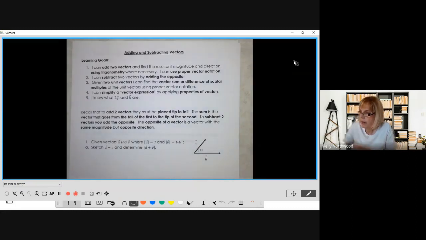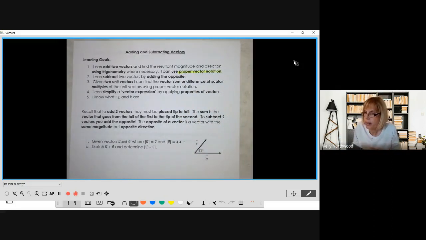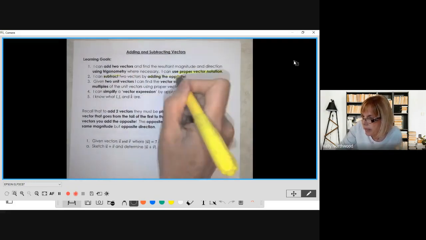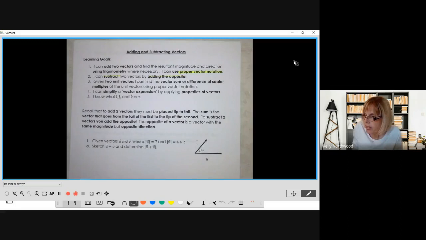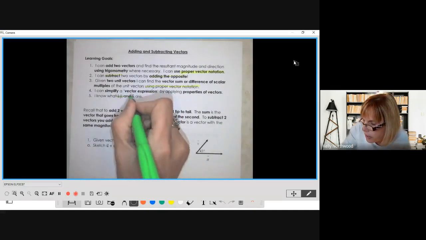Keep working on using proper vector notation. If you've taken physics, that's probably going to be one of the most challenging things for you to do. So how to subtract two vectors by adding the opposite. Given two unit vectors, we can find the sum or difference of scalar multiples of the unit vectors using proper vector notation again, and simplify a vector expression by applying properties of vectors. And we're going to start learning about 3D just really briefly in this geometric vectors unit. And then once we start algebraic vectors, we'll mostly just be in 3D.